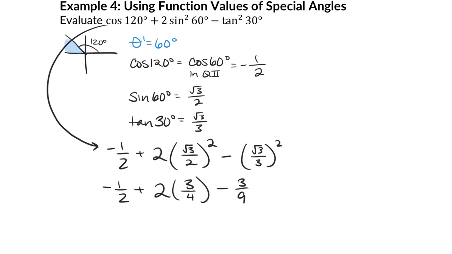3 over 9, which, yes, reduces to 1/3. We'll go ahead and do that since you see it. We can also reduce that middle bit, right? What's 2 times 3 over 4?